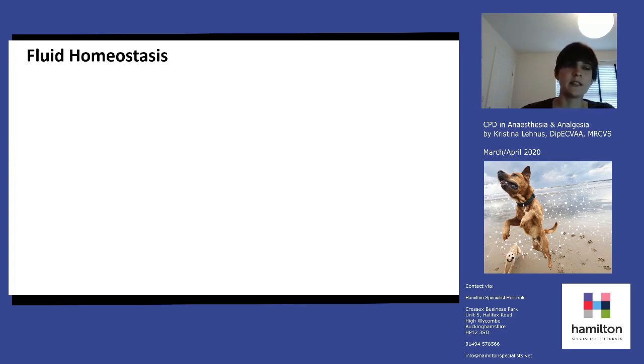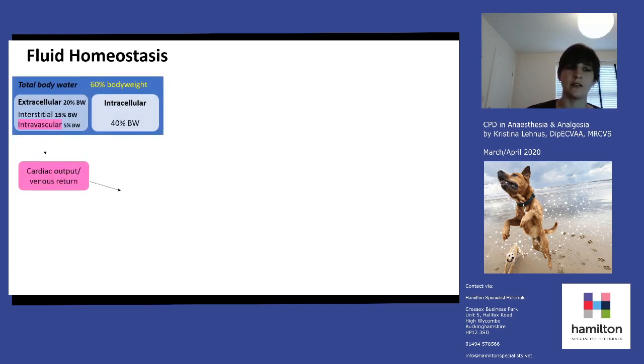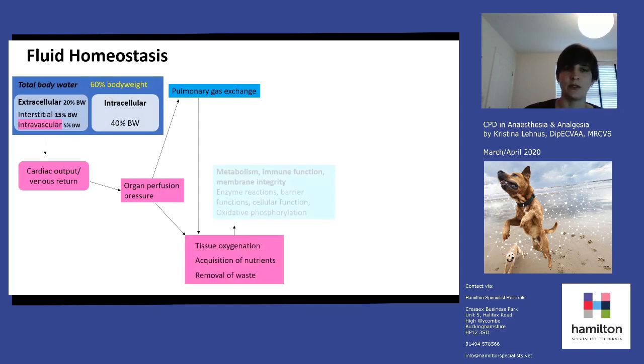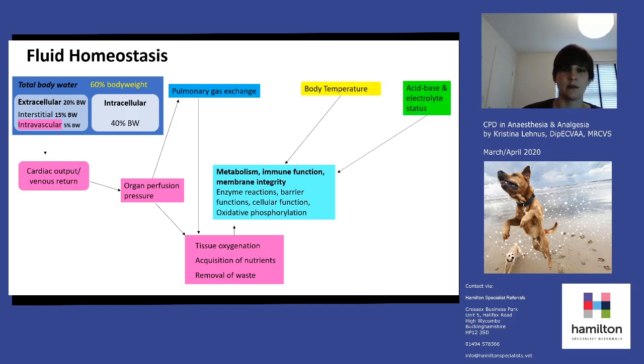Moving on to fluid homeostasis. I'm going to repeat these over and over again. We've got the cardiac output and organ perfusion, which will affect pulmonary gas exchange and therefore tissue oxygenation and thus cellular metabolism. We've got body temperature and acid-base status that influence these. If we are then severely dehydrated or hypovolemic because we've hemorrhaged, then that is going to affect our cardiac output and venous return. That will then affect organ perfusion, and it also affects blood viscosity.